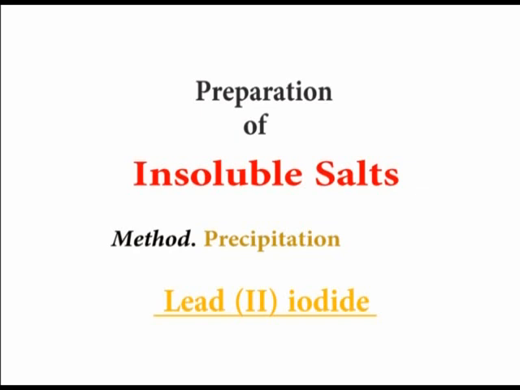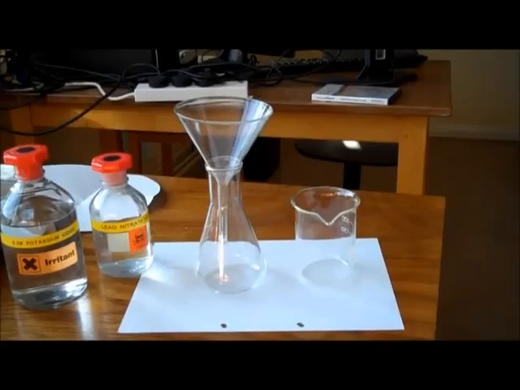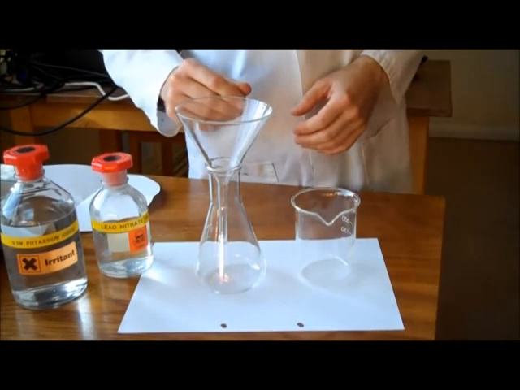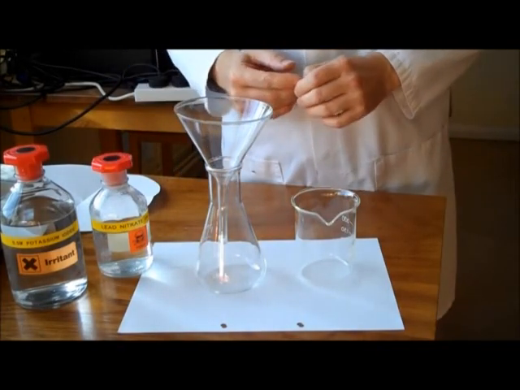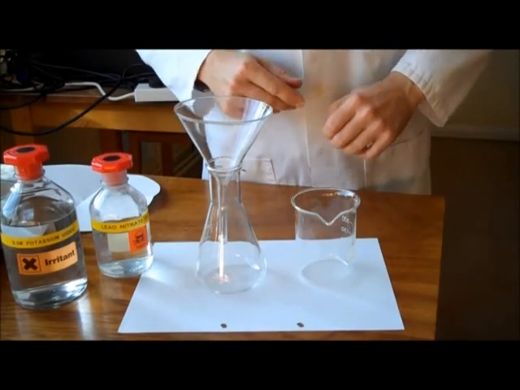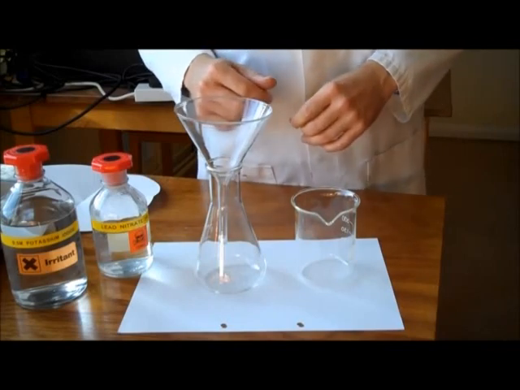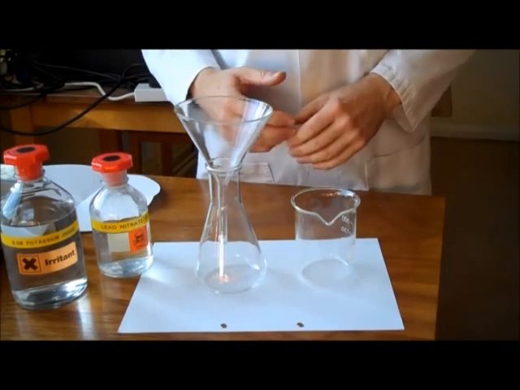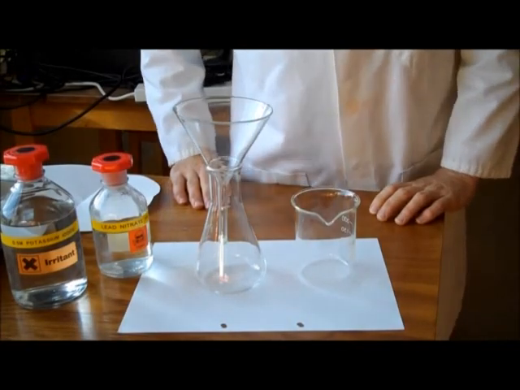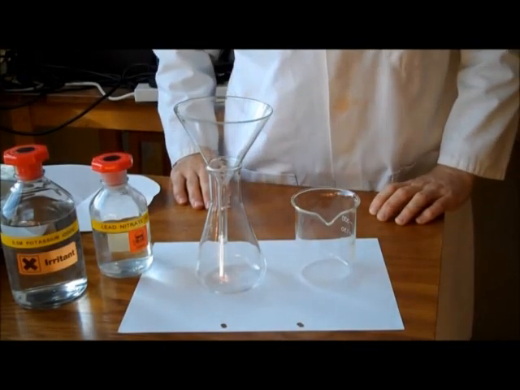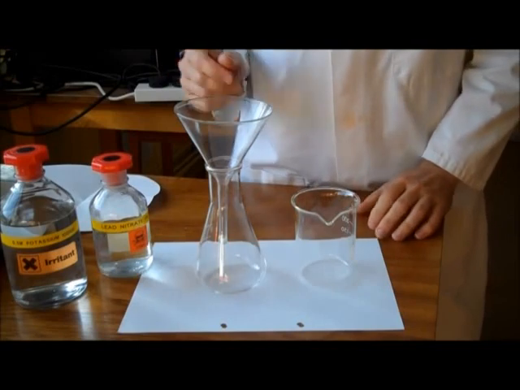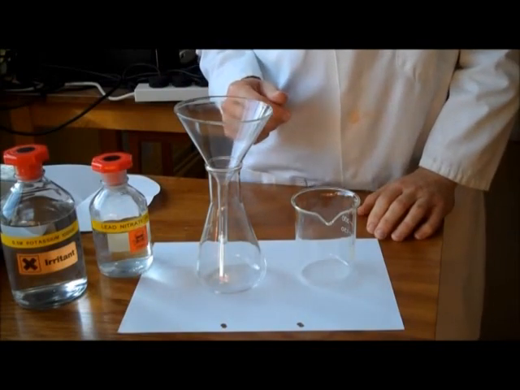Next, we move to preparation of insoluble salts, and we are only going to look at one method called the precipitation reaction. Now, in this last video, we will make a salt by a process called precipitation, and specifically, we will make lead 2 iodide. In precipitation reactions, we always start with 2 soluble salts and end up with 1 soluble and 1 insoluble salt.